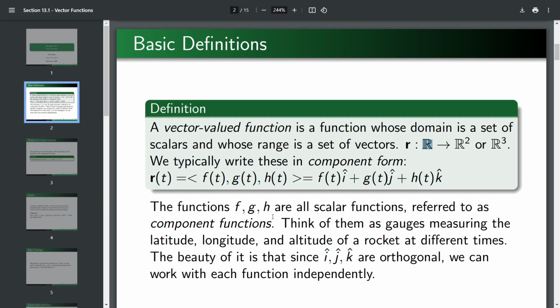These functions are all scalar functions, or component functions. So these are just regular one-variable functions like you'd see in Calc 1. And I like to think of them as gauges measuring a rocket's position: latitude, longitude, and altitude. Those are three different coordinates. The reason this works so well is that i, j, and k are orthogonal. And because of that, we can work with each one independently. We can do our x's, our y's, our z's as three separate pieces.